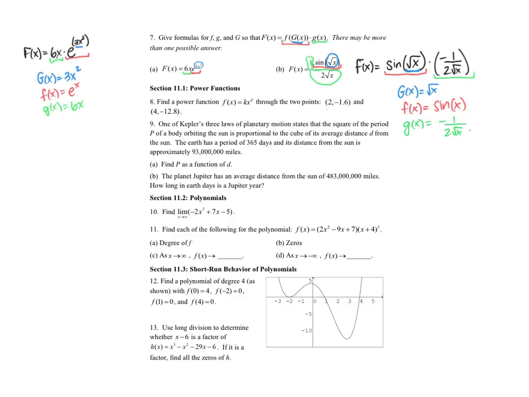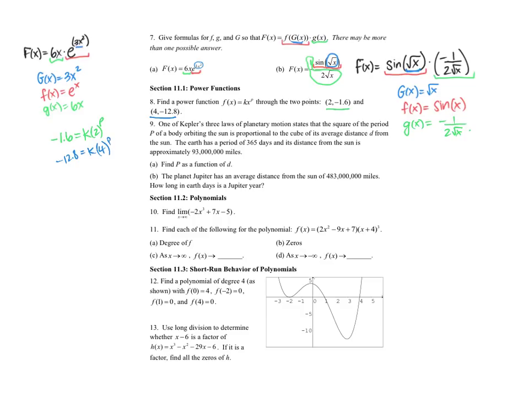Okay, so number 8 says I want to find a power function through those 2 points. So in other words, I can make 2 equations, one with that set of points and one with that set of points, and then I can solve for k and p. So, all right, let's just plug those in then. If I plug in the 2 and the negative 1.6, that 2 is an x value, and the negative 1.6 is a y. So I get negative 1.6 equals k times 2 to the p. And then if I plug in the other set of points, I get negative 12.8 is equal to k times 4 to the p.